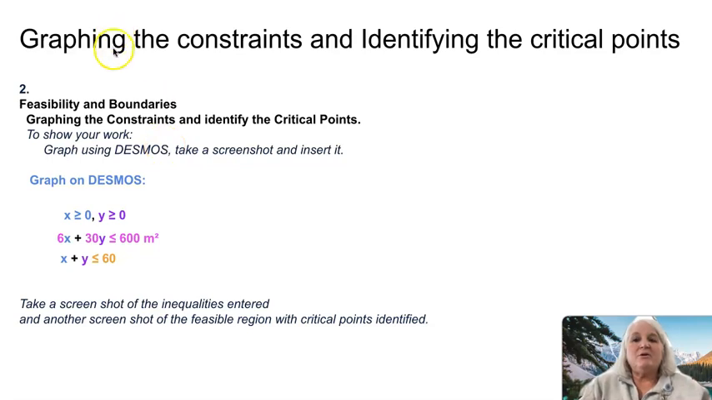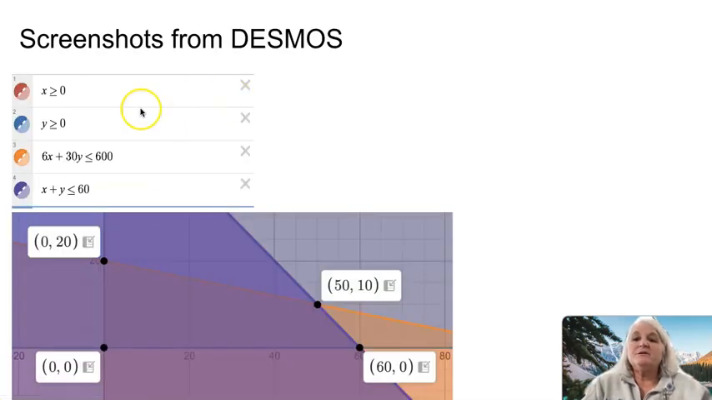Okay, so I'm going to graph the constraints and identify the critical points. That's the feasibility and boundaries: graphing the constraints and identifying the critical points. To show my work, graphing using Desmos and taking a screenshot and inserting it. So I'm going to graph on Desmos only the constraints, only the inequalities. Take a screenshot of the inequalities entered and another screenshot of the feasible region with the critical points identified. So this was my screenshot. This is the constraints. This is my feasible region, and my critical points have been identified.